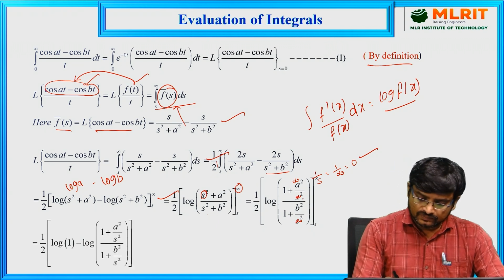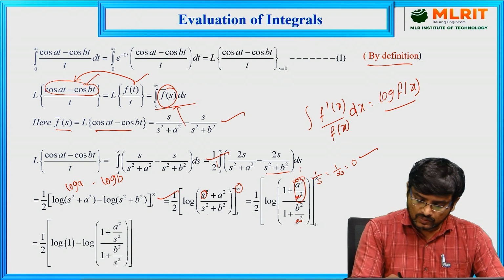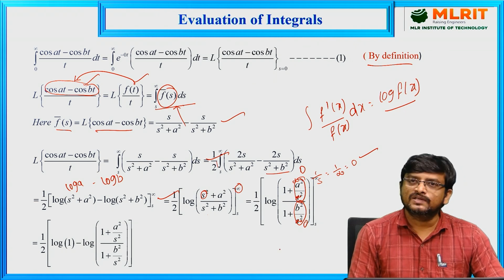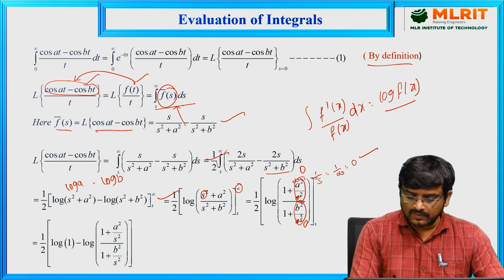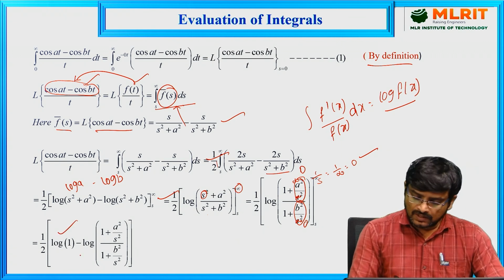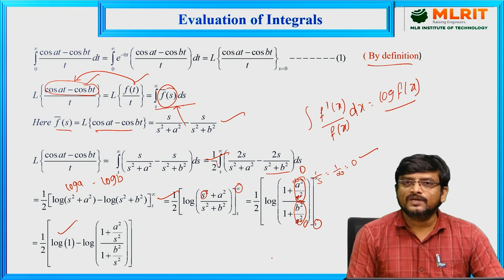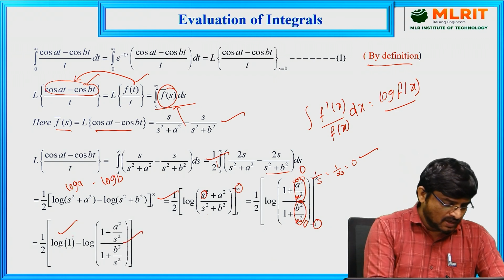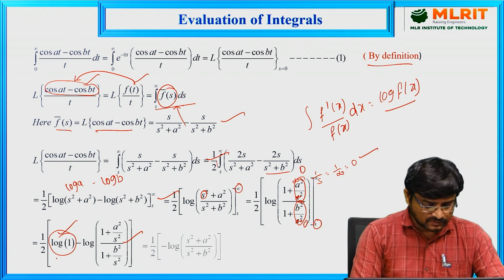So now this becomes 1. So this becomes 0 because 1 by infinity is 0. This also becomes 0, 1 by infinity is 0. So 1 plus 0 by 1 plus 0, that is 1. 1 by 1, that is log 1. Now you substitute this lower limit s as it is. There is no change in the function. By replacing s with s, you will get the same function here. And we know that log 1 is equal to 0.